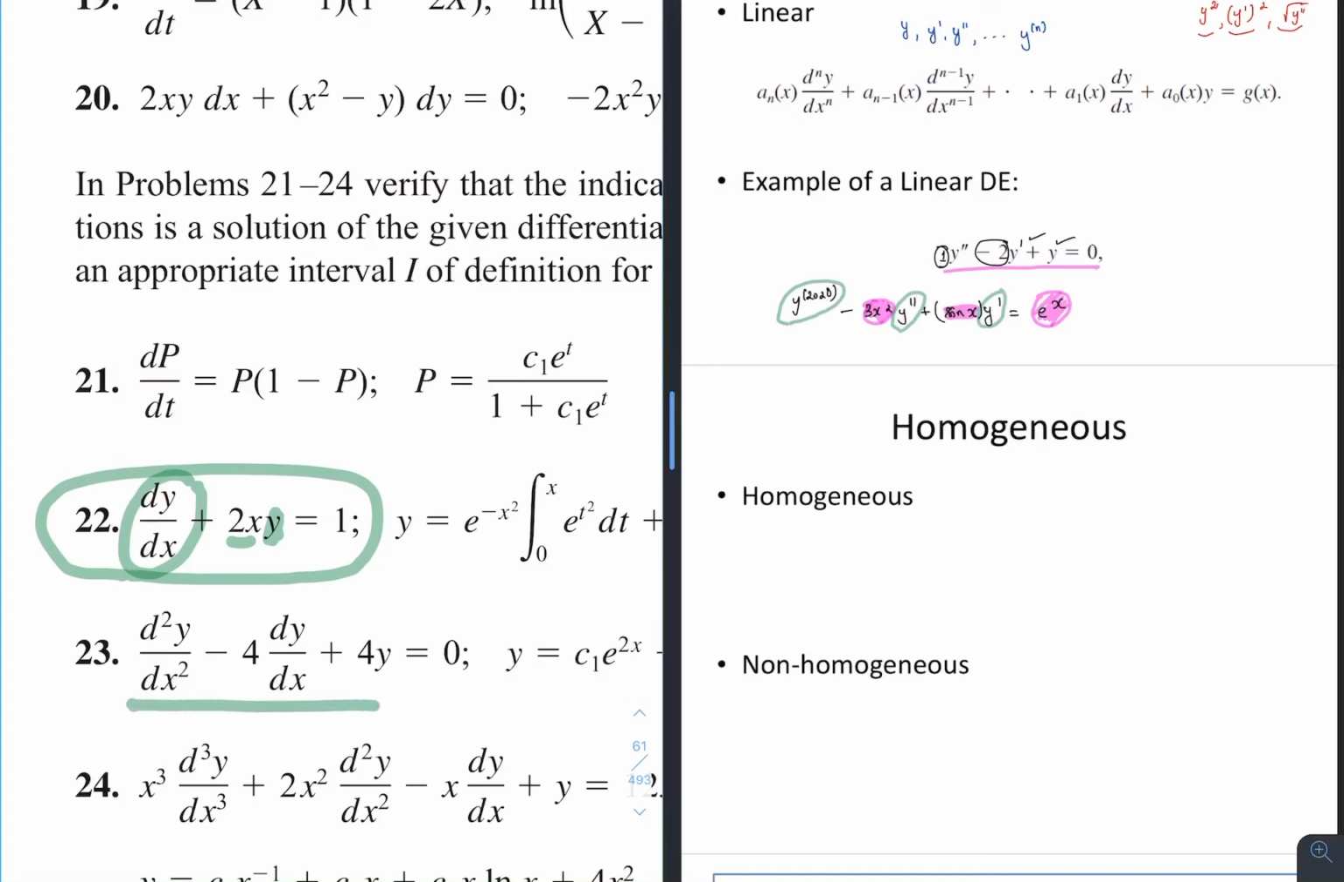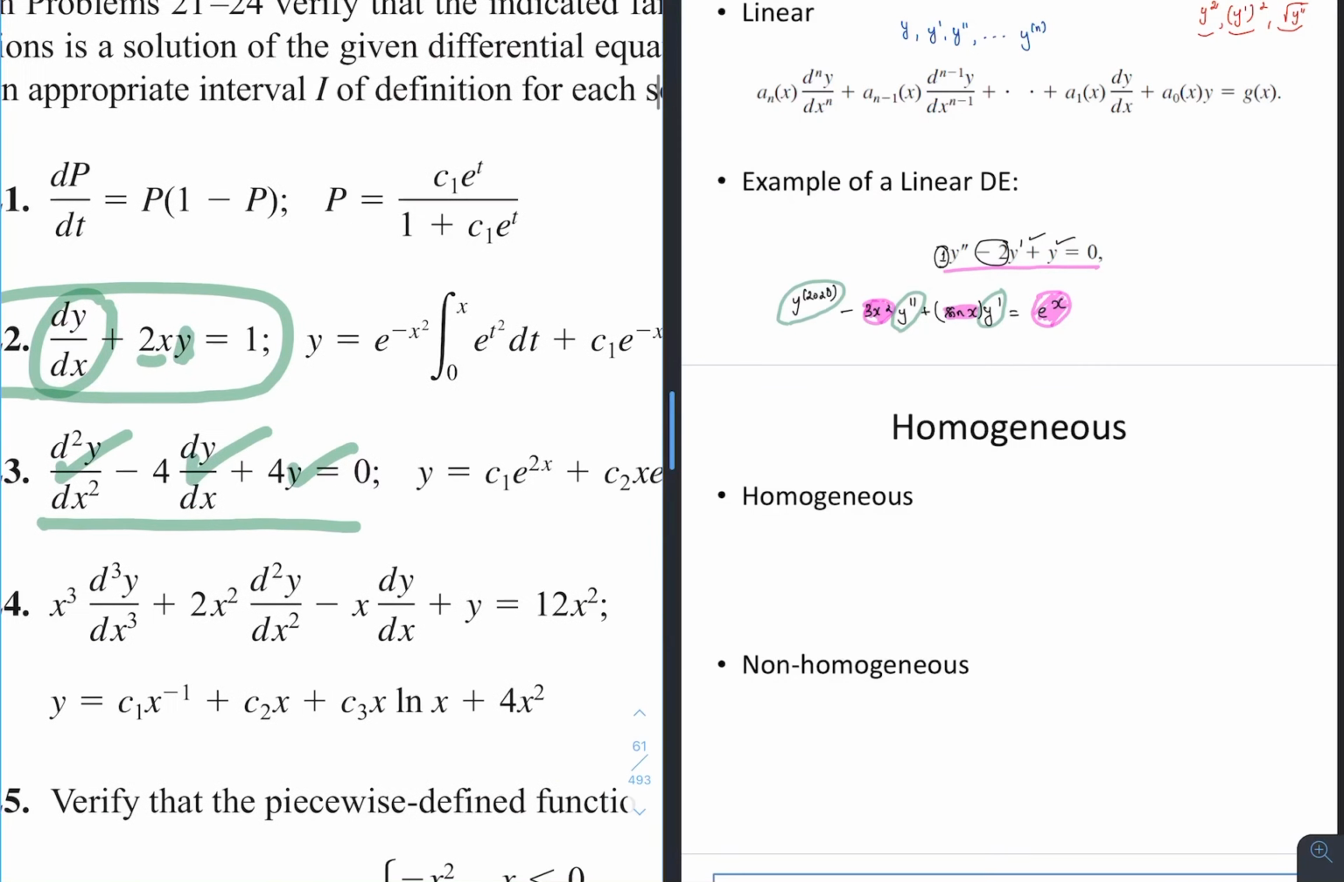This will be a linear differential equation because the second derivative is linear, the first derivative is in the linear form, and the function is also in the linear form. If you take a look at this one, this also would be a linear differential equation because the third derivative is in the linear form, the second derivative is in the linear form, and this is also linear.